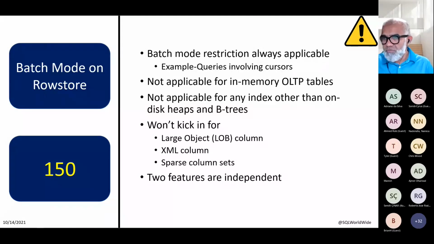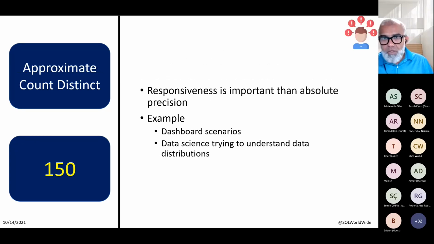Again, I'm not going to read this. It won't kick in for XML first column set, and all that. And I put a note here: two features are independent. So do not get confused with column store and batch mode on Rowstore, right? You can still get it even on the traditional B-tree indexes, and I'll show that during the demo.